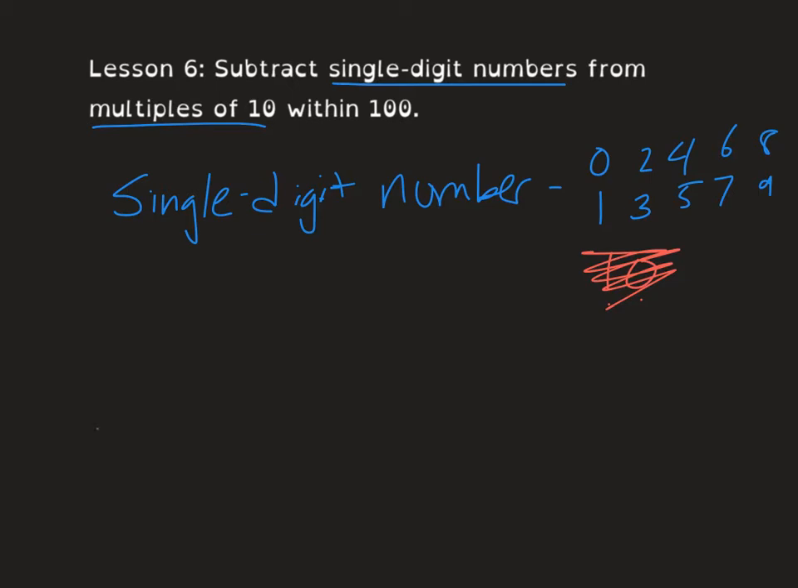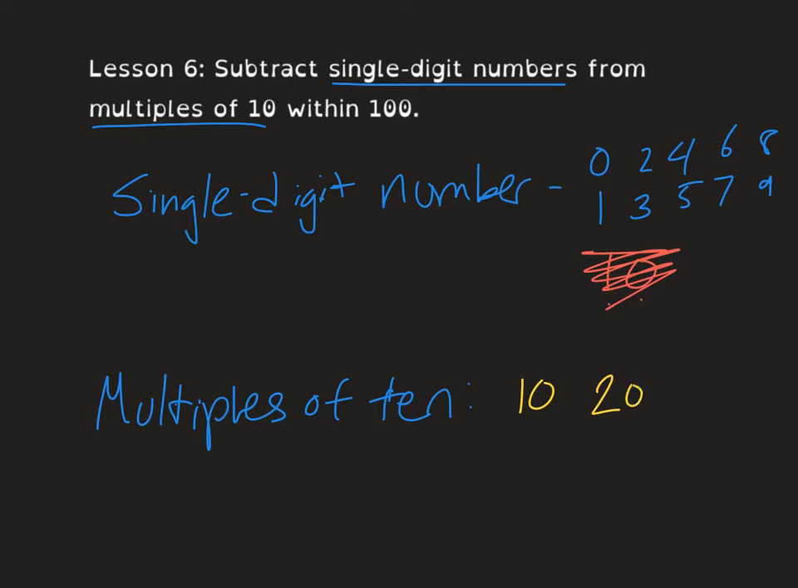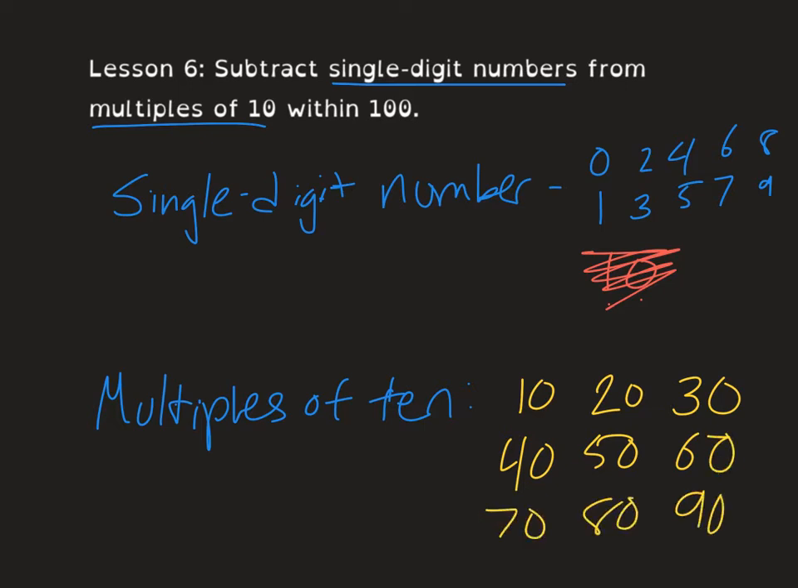We need to look at multiples of 10. A multiple of 10 is any number we get when we start at 10 and then count up by tens. So 10 is a multiple of 10, 20 is a multiple of 10, 30 is a multiple of 10. So is 40, 50, 60, 70, 80, and 90. And 100 is also a multiple of 10.